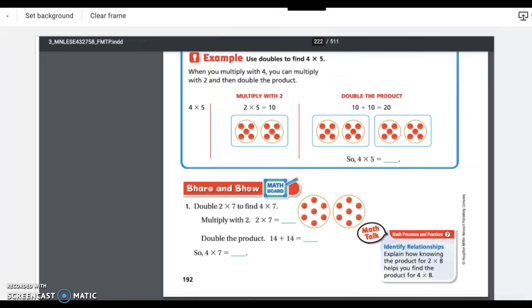Let's do the very bottom of 192. Double 2 times 7 to find 4 times 7. So multiply with 2. 2 times 7 is 14. And then you're going to double the product. The product is the answer when you multiply. So 14 plus 14 is 28. So 4 times 7 is 28. Knowing your doubles, 2 times 7, helped us find 4 times 7, because all we had to do was double it. I'm running out of time.